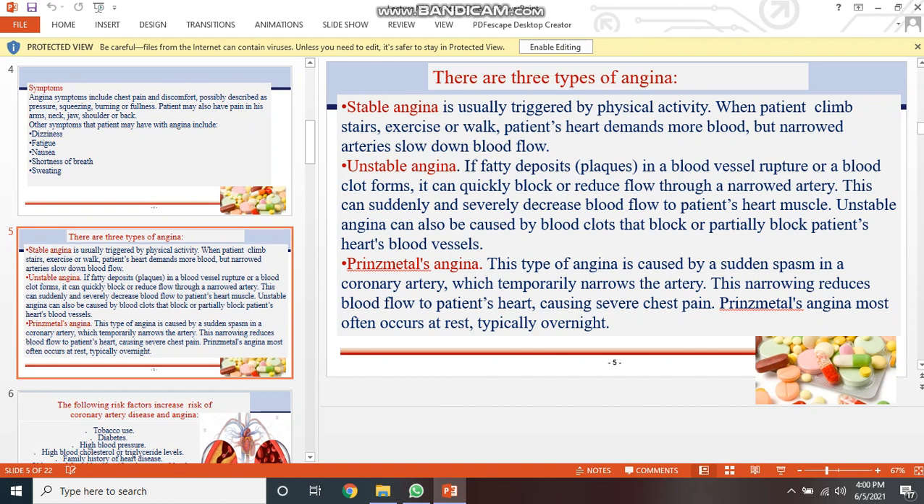Variant angina. This type of angina is caused by a sudden spasm in the coronary artery, which temporarily narrows the artery. This narrowing reduces blood flow to the heart and causes severe chest pain. Variant angina most often occurs at rest, typically overnight.